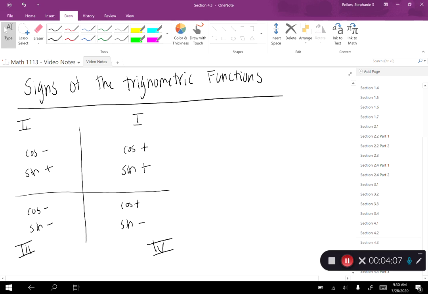The next thing we need to learn is the signs of the trigonometric functions. How do we determine what quadrant an angle lies in? So remember, the quadrants are numbered, so we have quadrants 1, 2, 3, and 4. Remember, cosine and sine represent your x and y value. So in quadrant 1, cosine is positive and sine is positive. In quadrant 2, cosine is negative, sine is positive. In quadrant 3, cosine is negative and sine is negative. In quadrant 4, cosine is positive and sine is negative.